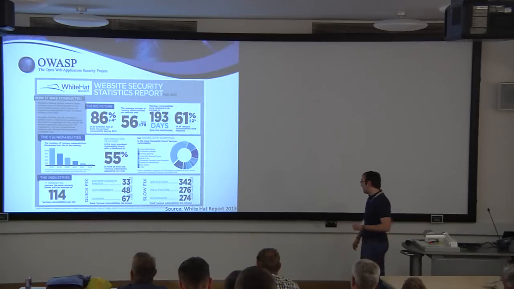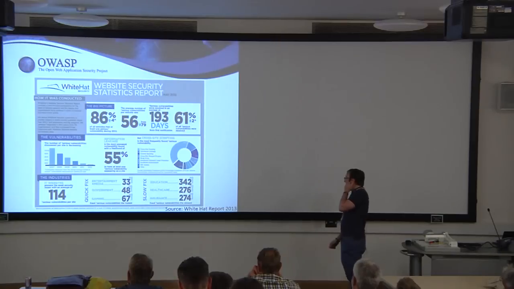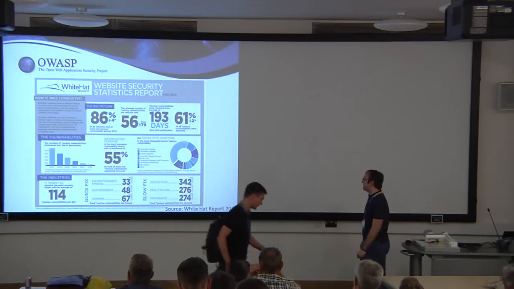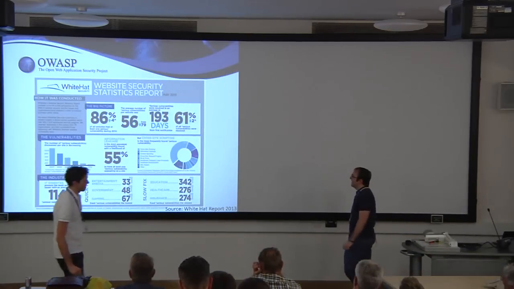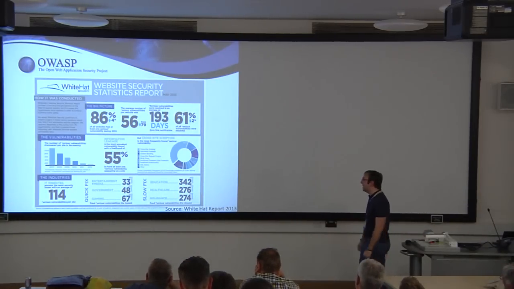Interesting things like education, healthcare, and insurance are the ones with the slower fix. Healthcare has 226 days of average fix. That's quite a lot. But surprisingly, in government, it's quite fast. On average, they have 48 days in fixing things.